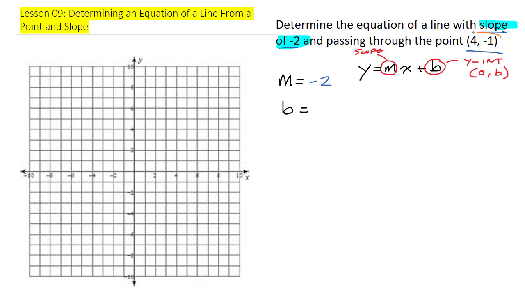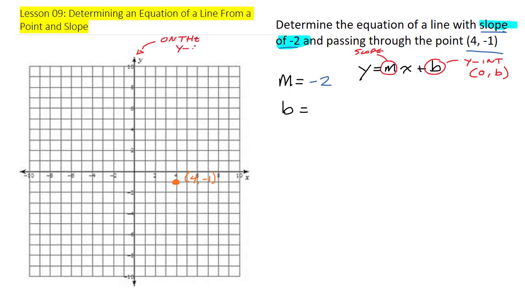Now they gave us (4, -1). That is not the y-intercept. Why? Let's go look at where that is on the graph. 4 over, 1 down. There is the point (4, -1). Now that's not our y-intercept. Remember, the y-intercept occurs somewhere on the y-axis, like these points I'm just randomly drawing here. So our y-intercept occurs on the y-axis.